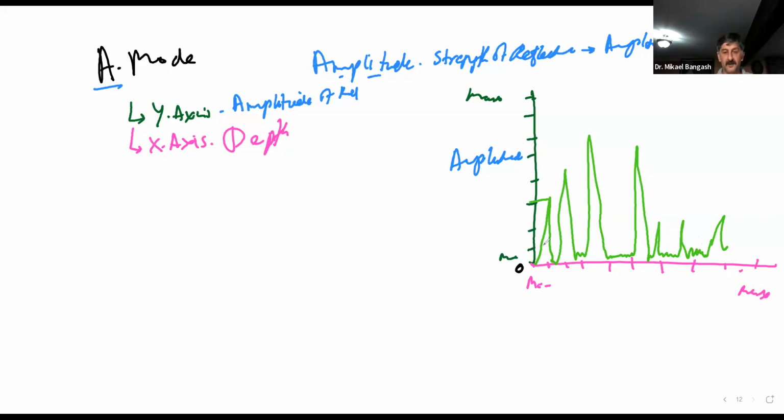You can say this reflection is at a shallow depth, this at a greater depth, this at a greater depth, and so on. Because as we go along the axis like this, the depth increases. You could say 1 millimeter, 2 millimeters, 3, 4, 5, 7, 8, 9, 10 millimeters or centimeters, whatever unit of distance we are measuring in. Did that make sense? Yes. Good. So that was just your A as in Apple mode.